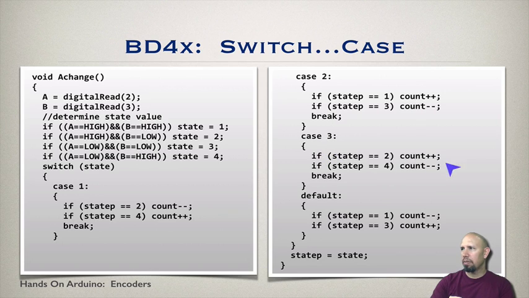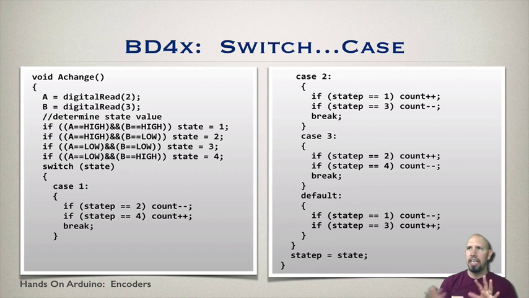Case 3, simplify it. It checks to see if I was previously at 2 or at 4. Again, if I was at 4, that means I've gone backwards. If it was at 2, I've gone forwards. And so the count is incremented or decremented appropriately. And then this last one, I can use either case 4 or default. I choose to use default, because I can only have 4 values possible for the state. And then I reset the past value of the state here. That's all that the interrupt service routine does.